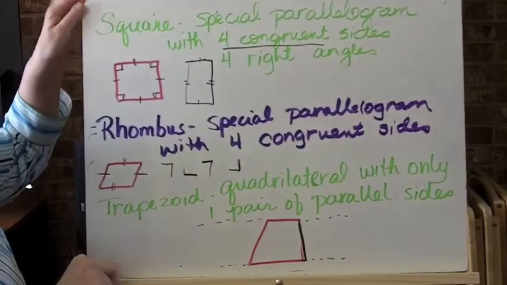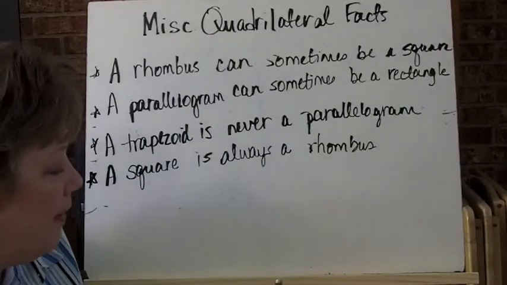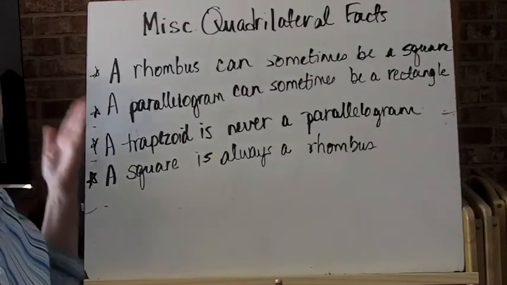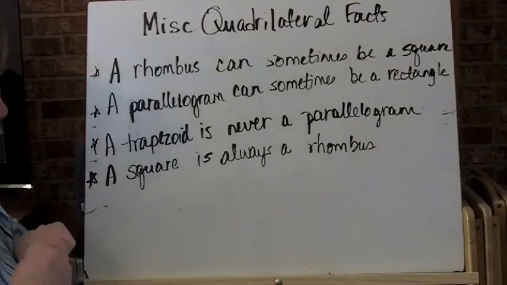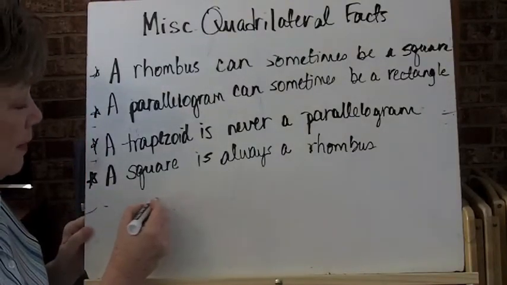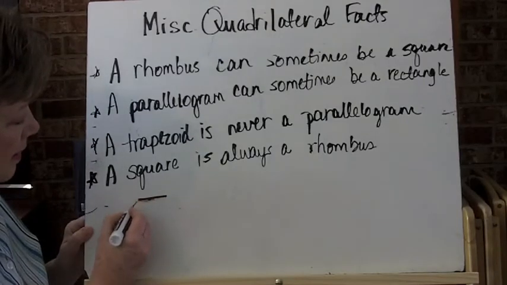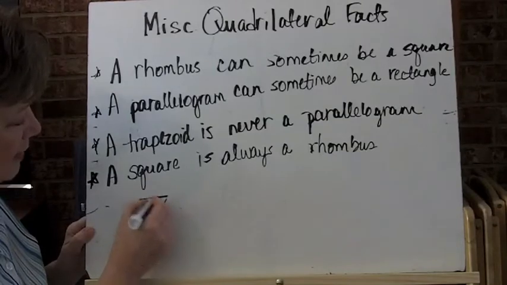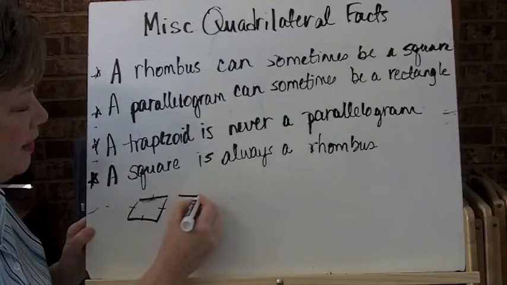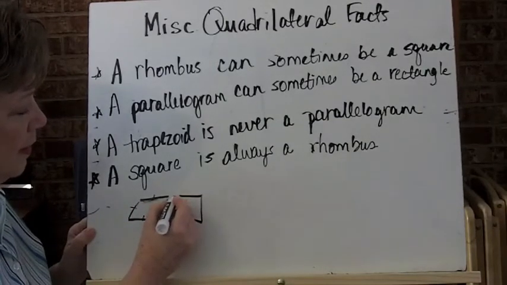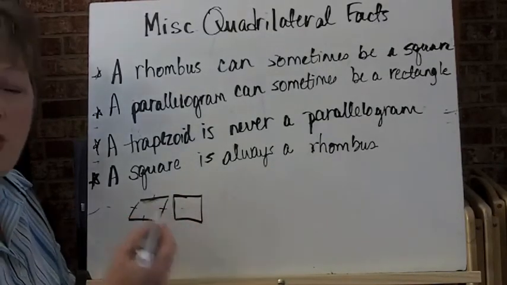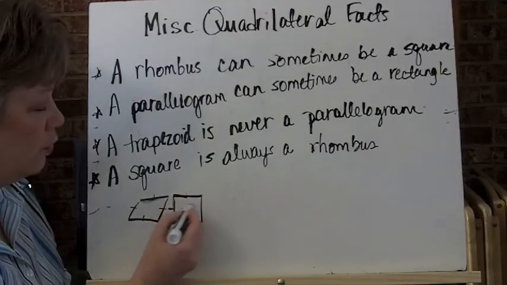So there are some interesting little facts about some of these quadrilaterals that might come into play from one time to another. A rhombus can sometimes be a square. If we take the rhombus that has 4 equal sides, if we straightened it up, it becomes a square. So a rhombus can be a square because a rhombus only has to have 4 congruent sides.